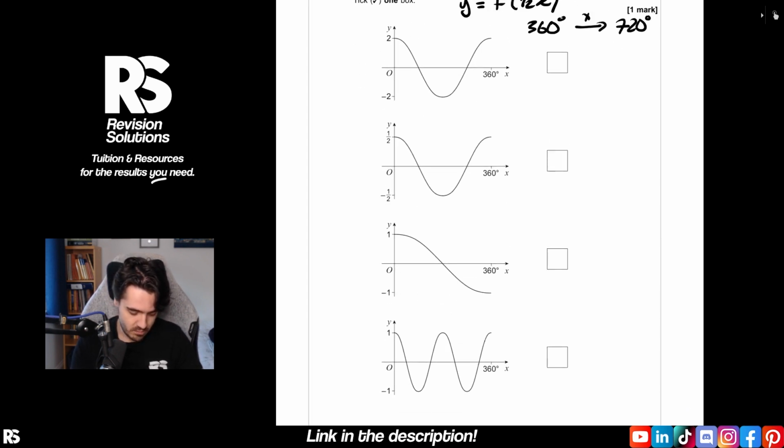Well, you can already rule out the first two. They're still repeating every 360. This one's actually repeating shorter than 360. And this one, it's showing half an oscillation being 360, which means a full oscillation would be 720 degrees. So that's going to be our correct answer.